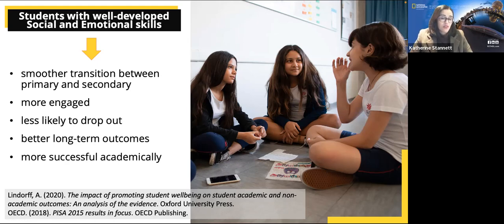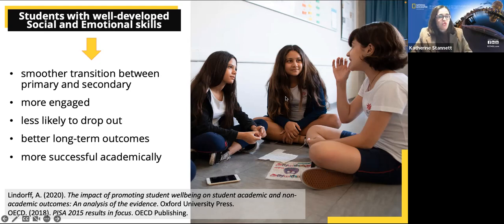So these facts here come from 2 studies. Ariel Lindorf in 2020 did a study for OUP, for Oxford University Press, on the impact of promoting student well-being. And then there was also the PISA study. If you're not aware of the PISA study, it's carried out by the OECD. The PISA study of 2015, approximately 540,000 students aged 15 took part in that. That represents about 29 million 15-year-olds in 72 different countries. So it's a massive study.